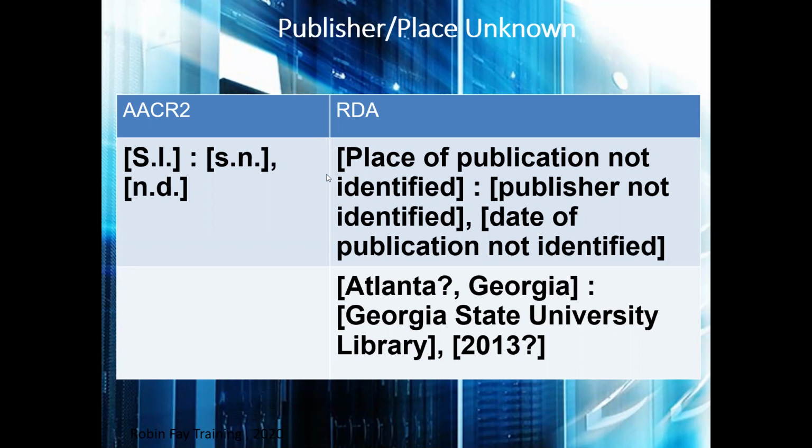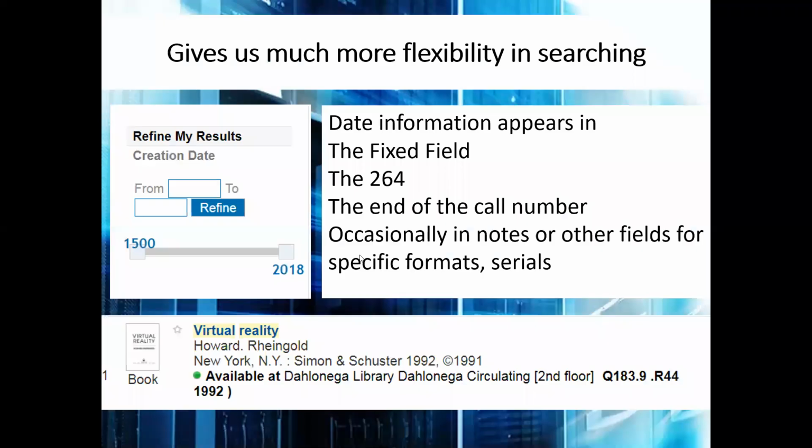So RDA would say if you can make a good guesstimate, you have a good sense of when it might be. And if I knew it was in the 2000s, but I wasn't sure exactly when, I could even guess that. So RDA would say, if you can make an estimated guess, go for it. If you really have no idea whatsoever, then just use something like place of publication not identified. This does give us much more flexibility in searching.